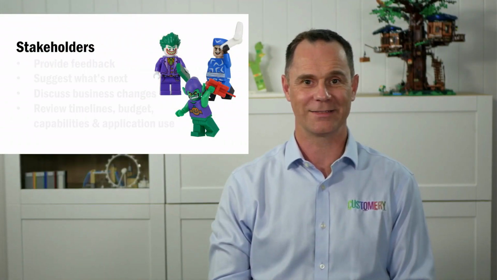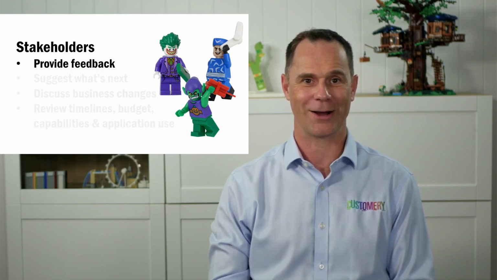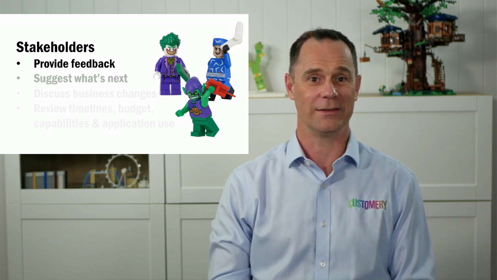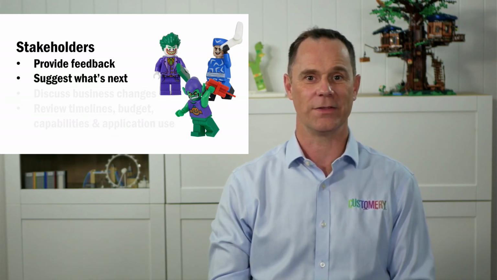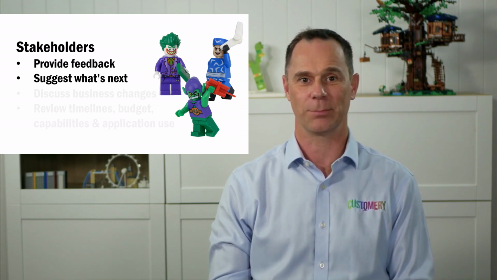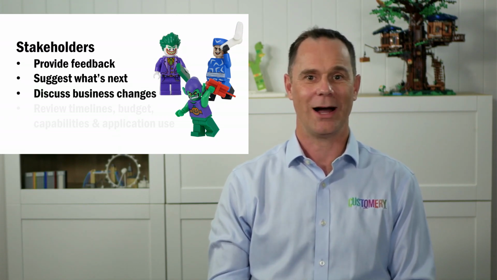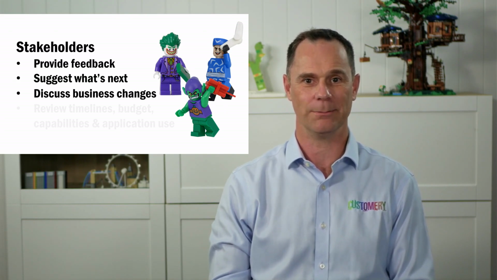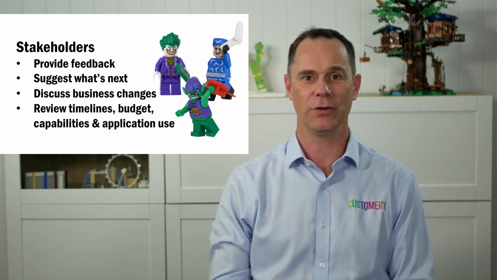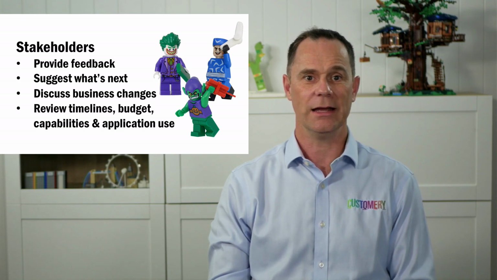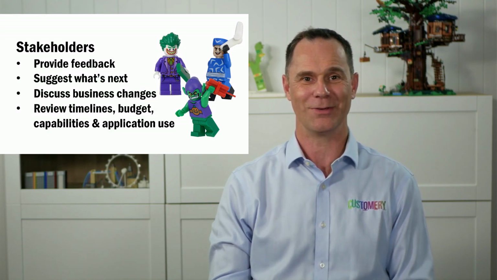The role of the invited stakeholders is to provide their feedback on the Scrum team's progress and demonstrated product increments. They can suggest what to work on next so that the sprint review is a useful input into the next sprint's sprint planning event. They can also highlight any changes in the business environment that might impact the work of the Scrum team. And finally, they can review topics such as timelines, budgets, application capabilities, and the use of the application if these topics are raised in the sprint review.